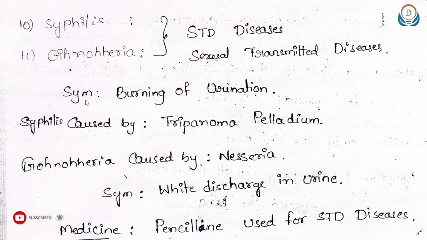What are the symptoms we can see? Burning of urination. Syphilis is caused by Treponema pallidum. It's nothing but a bacterial infection. We are studying now about bacteria.